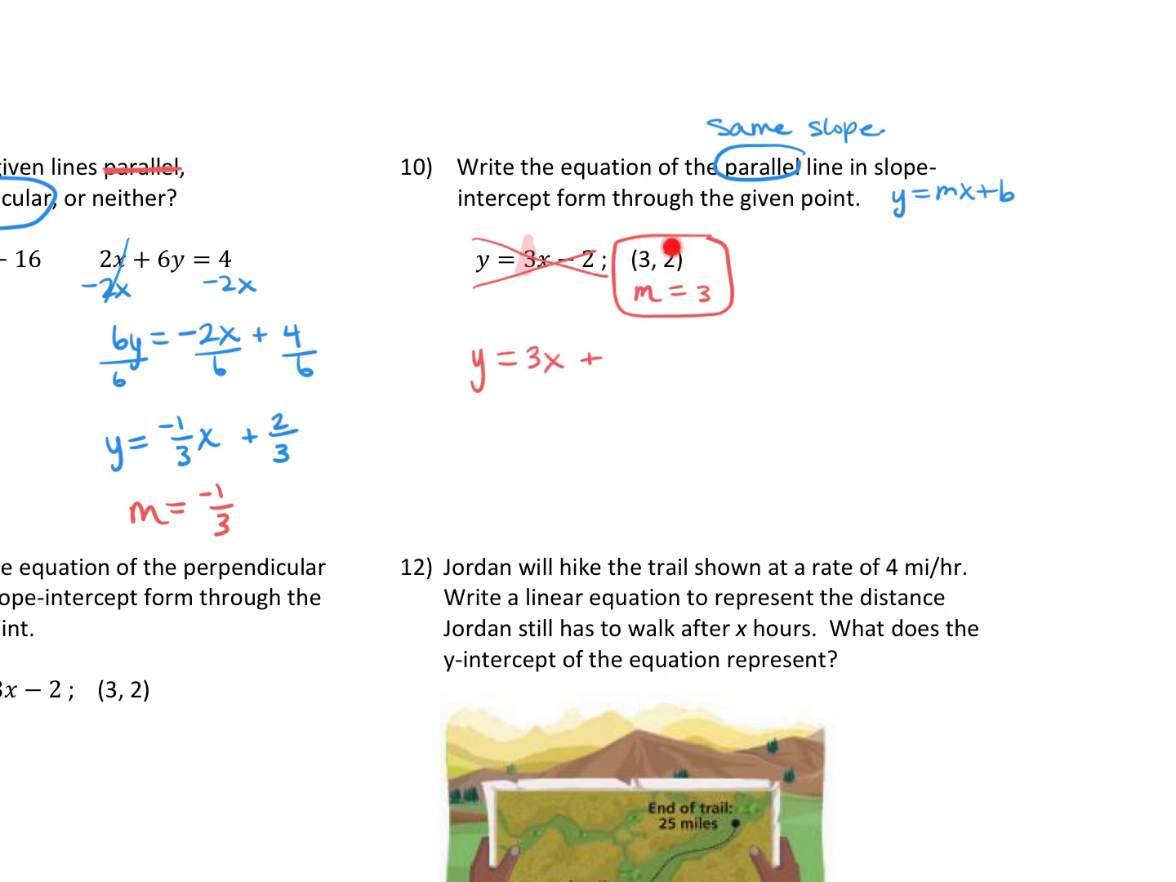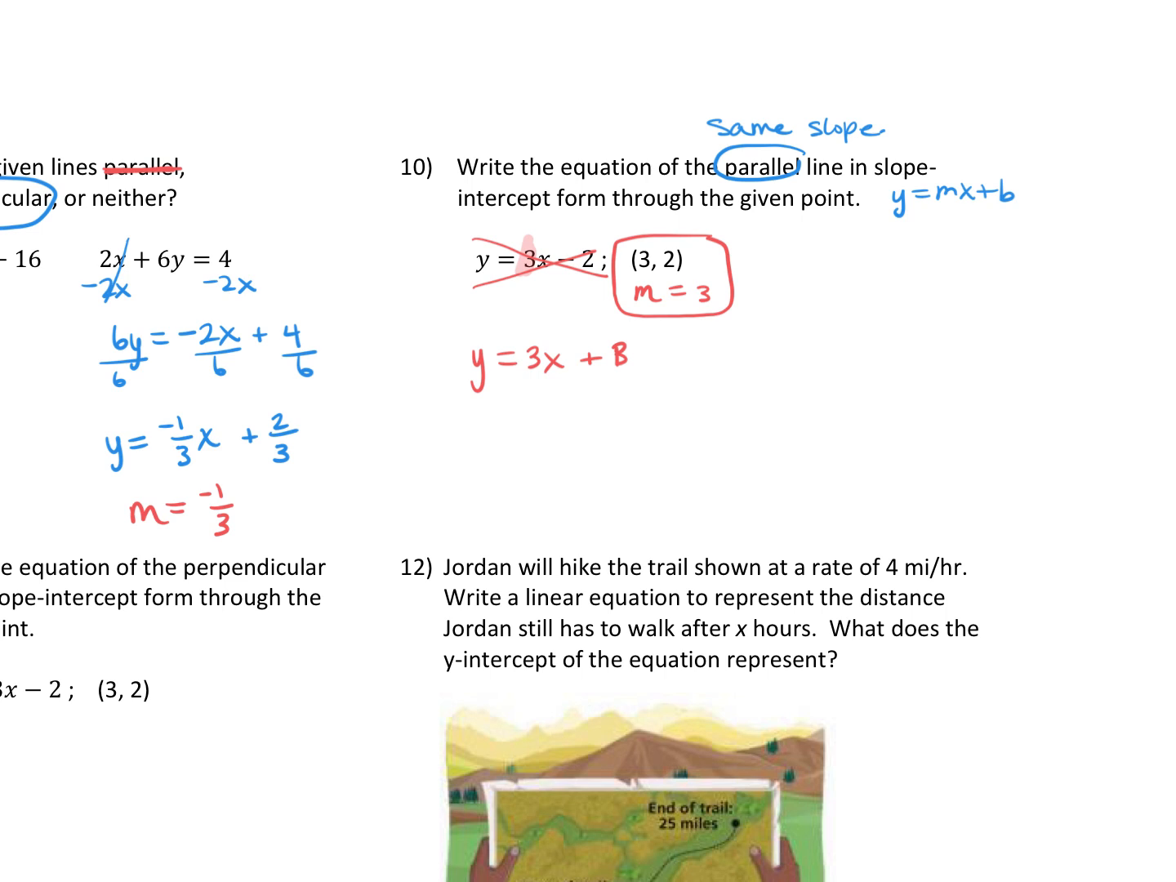So is this ordered pair the y-intercept? Is the 2 the y-intercept? Well, if you think about where this ordered pair is, 3, 2, you'd go to the right 3, up 2. You're in the first quadrant. You are not on the y-axis. So this is not the y-intercept, which just means that we don't know it. So let's put a b there. Again, I capitalize my B so I don't get confused and think it's a 6.